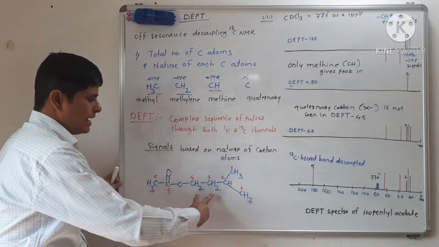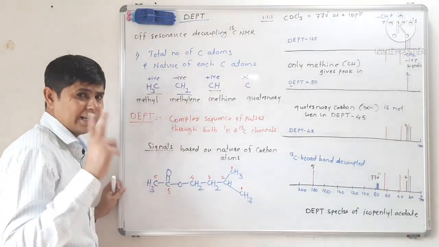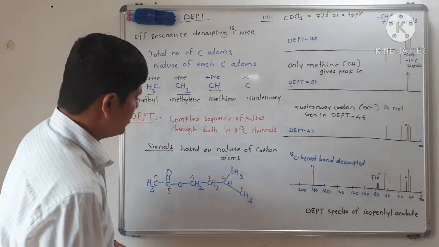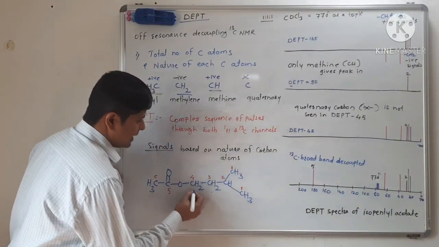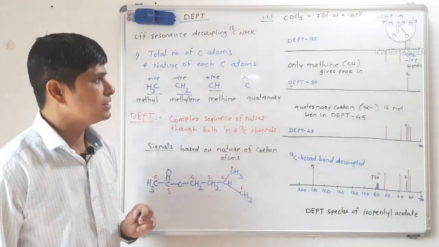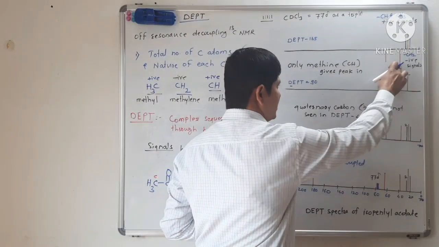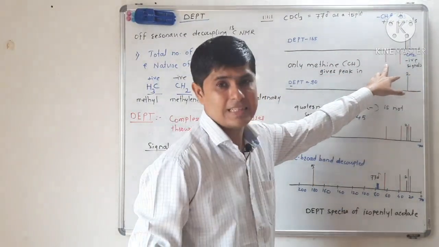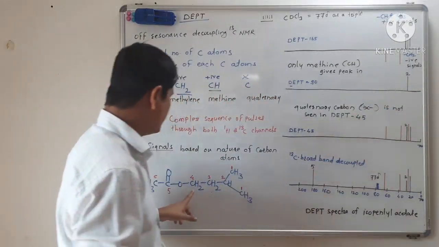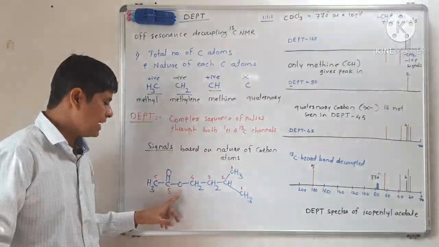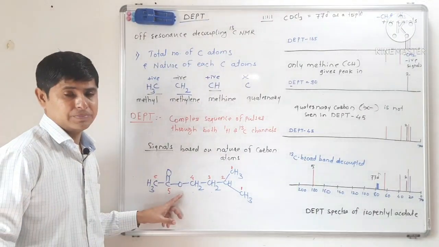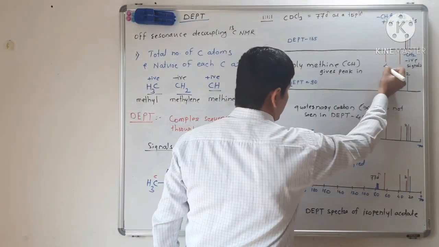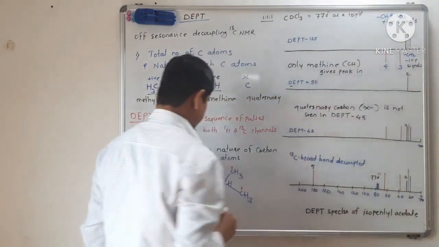So how many CH2 are there in isopentyl acetate? 2 CH2. Okay. So we have to assign carbon number 3 and carbon number 4. So which is most de-shielded? This signal is most de-shielded, and this signal will be for the CH2 which is adjacent to the electronegative oxygen atom. Okay, so this will be for carbon number 4, this will be for carbon number 3.